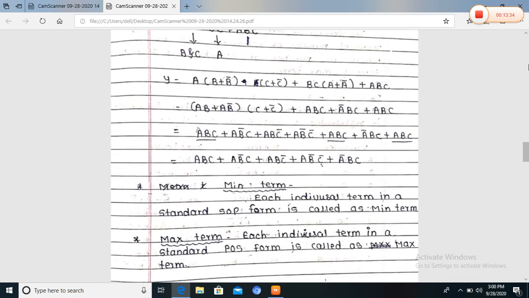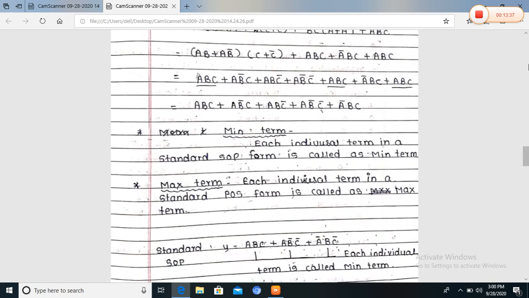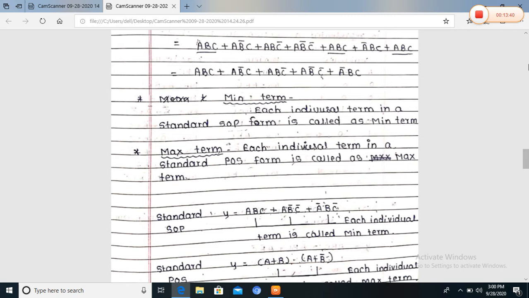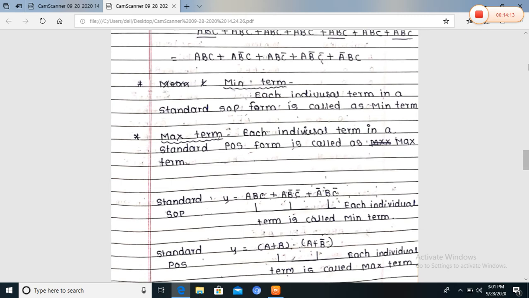Next is the min term. Min term means each individual term. These two points are very important, and these two points are required for the next point, that is K-map simplification. So these are the two important points, that is the SOP expression or min term, and max term. The next point is the min term. Min term means each individual term in a standard SOP form is called a min term. And max term means each individual term in a standard POS form is called a max term.